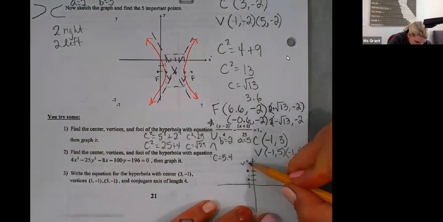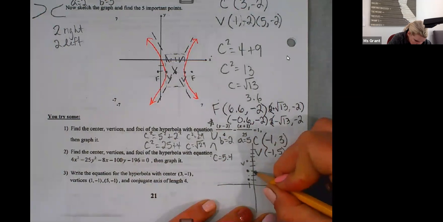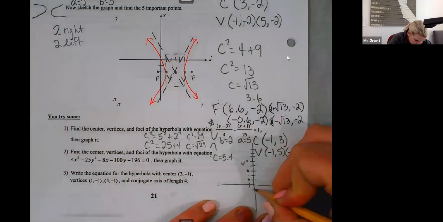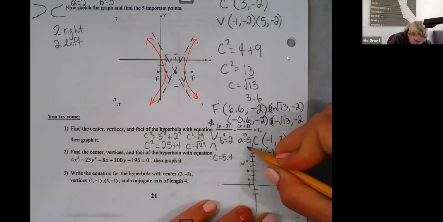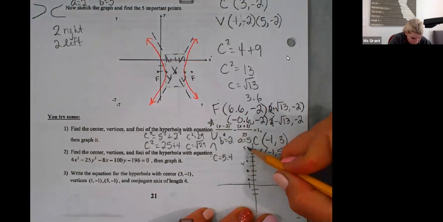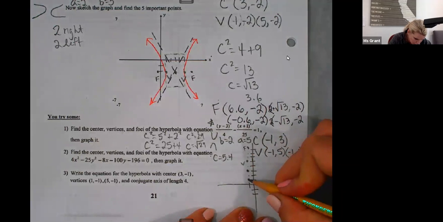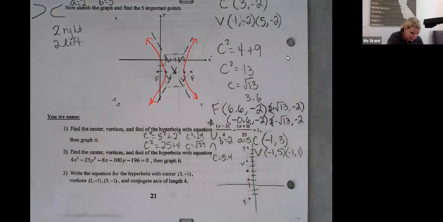but 1, 2, 3, 4, 5. 1, 2, 3, 4, 5. 5.4 is my foci for my center. 1, 2, 3, 4, 5.4. So vertex, vertex, foci, foci, all along this vertical line because it opens up and down.